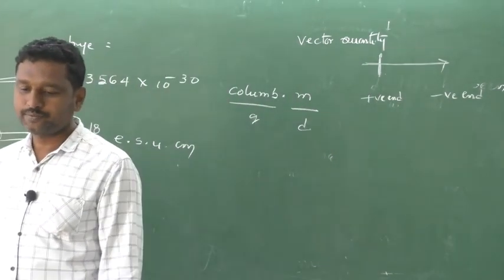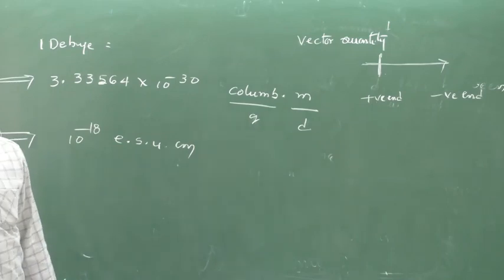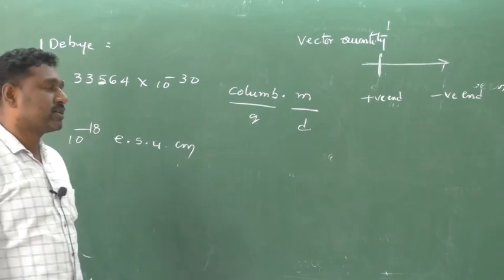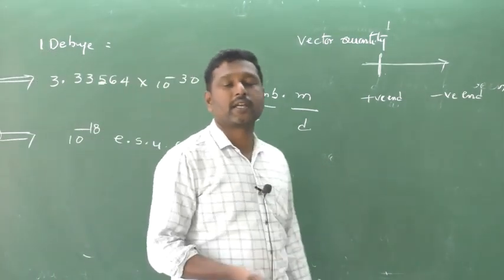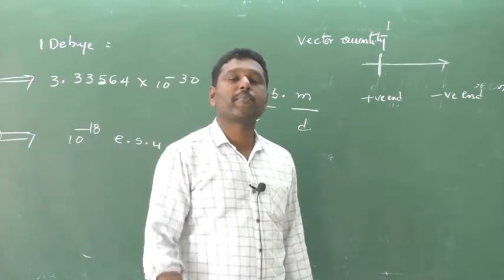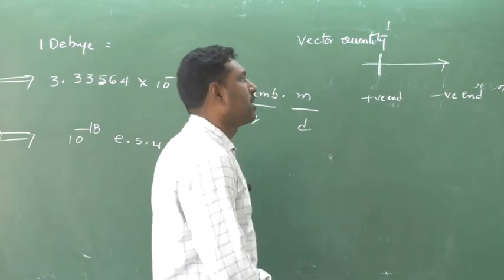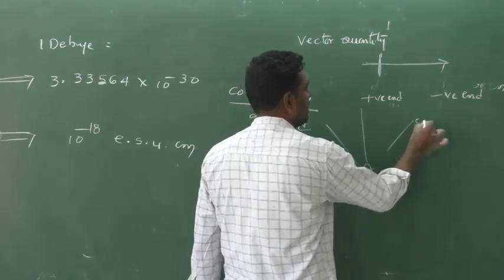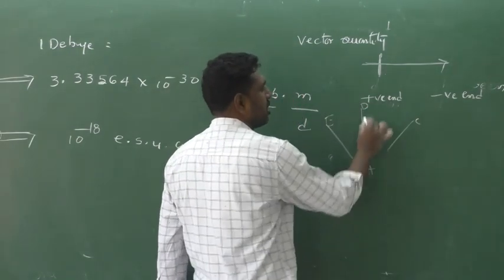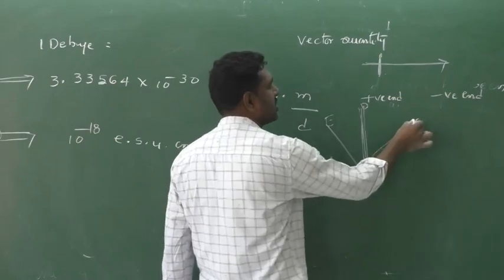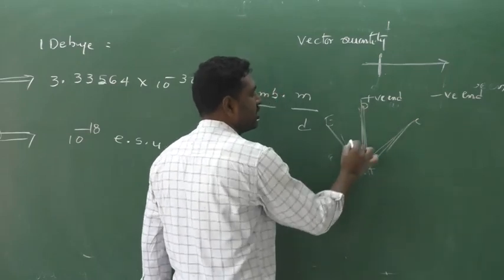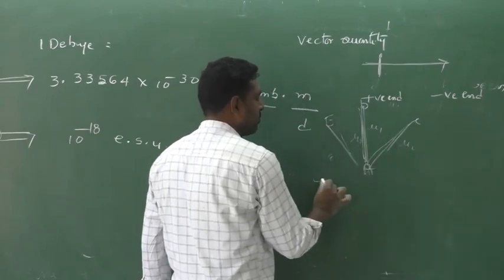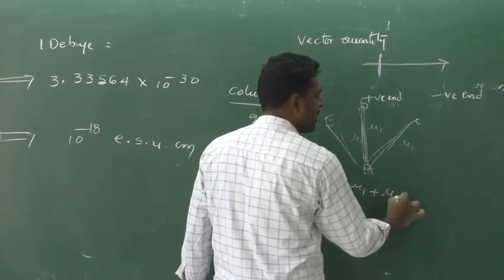After that, we have one more discussion: the vector sum of the bond dipoles of various bonds. For example, multiple bonds are there, A, C, D, E like this. So this is a vector sum, in this direction, in this direction, in this direction. Here it is mu1, mu2, mu3. The total mu equals mu1 plus mu2 plus mu3.